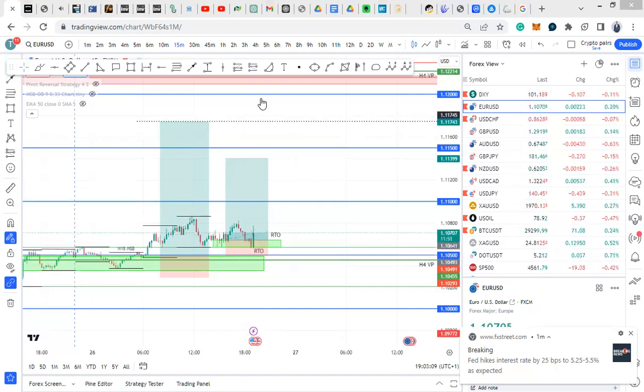Damn, gold is whipsawing. Gold went sell and went buy. Thank God we stayed on EURUSD, so we won't get our bots kicked.